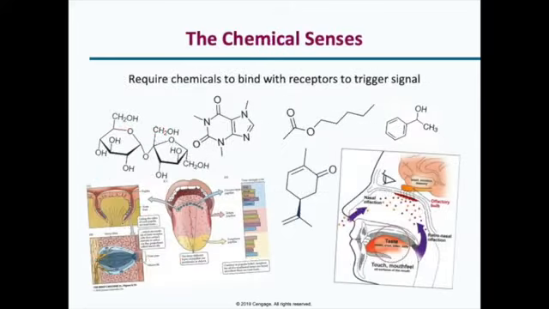And now let's cover the chemical senses. Both smell and taste are considered chemical senses because they require chemicals to bind with receptors, which trigger a signal to the brain.